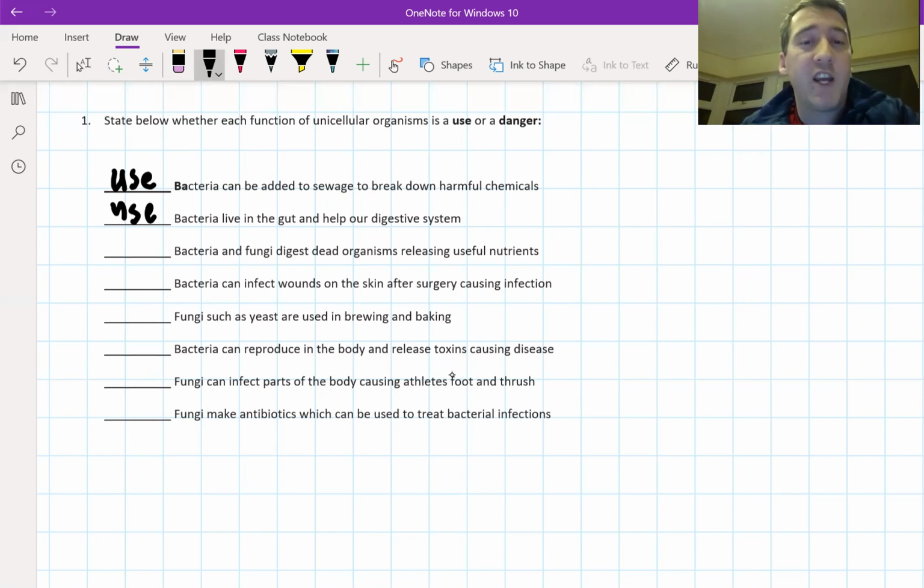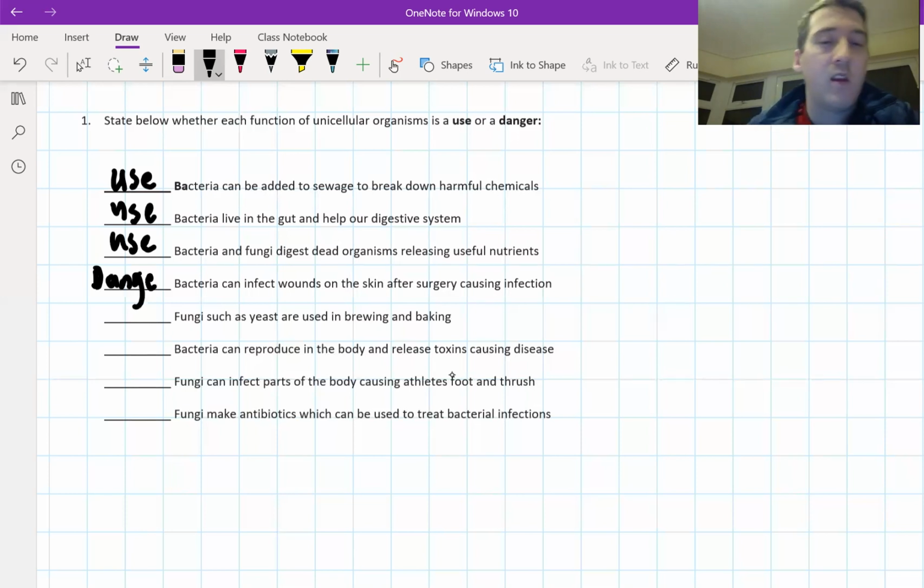Bacteria and fungi digest dead organisms and they release useful nutrients. So when organisms die, like dead rabbits or dead leaves, bacteria and fungi can break them down and release nutrients back into the soil again. That sounds good. That's a use. I hope you said use. Good. Number 4, bacteria can infect wounds on the skin after surgery and cause infections. That does not sound good. That is a danger. So this is a way they can harm us.